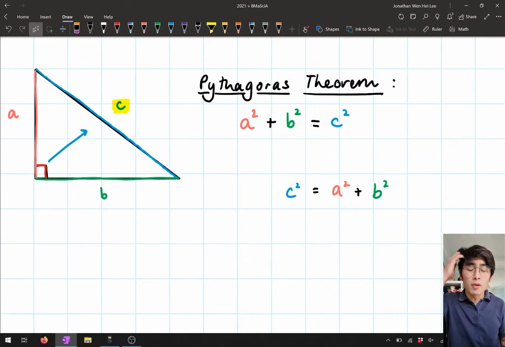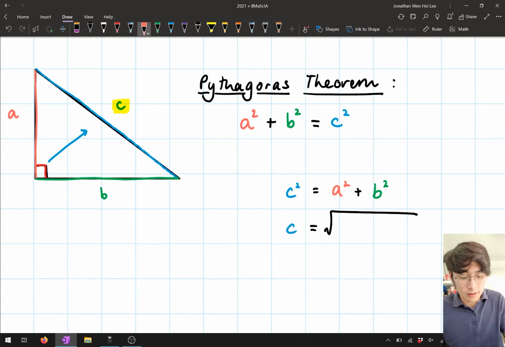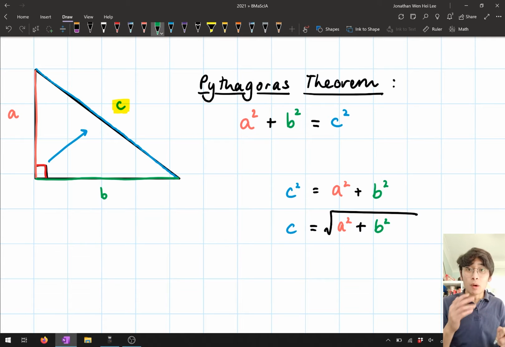Once I've done that, I want to get c by itself. I don't want to have c squared, I just want to have c by itself. The way we get rid of square signs is we take the square root. So if I want to find just c by itself, all I need to do is take the square root of the whole second side: the square root of a squared plus b squared.